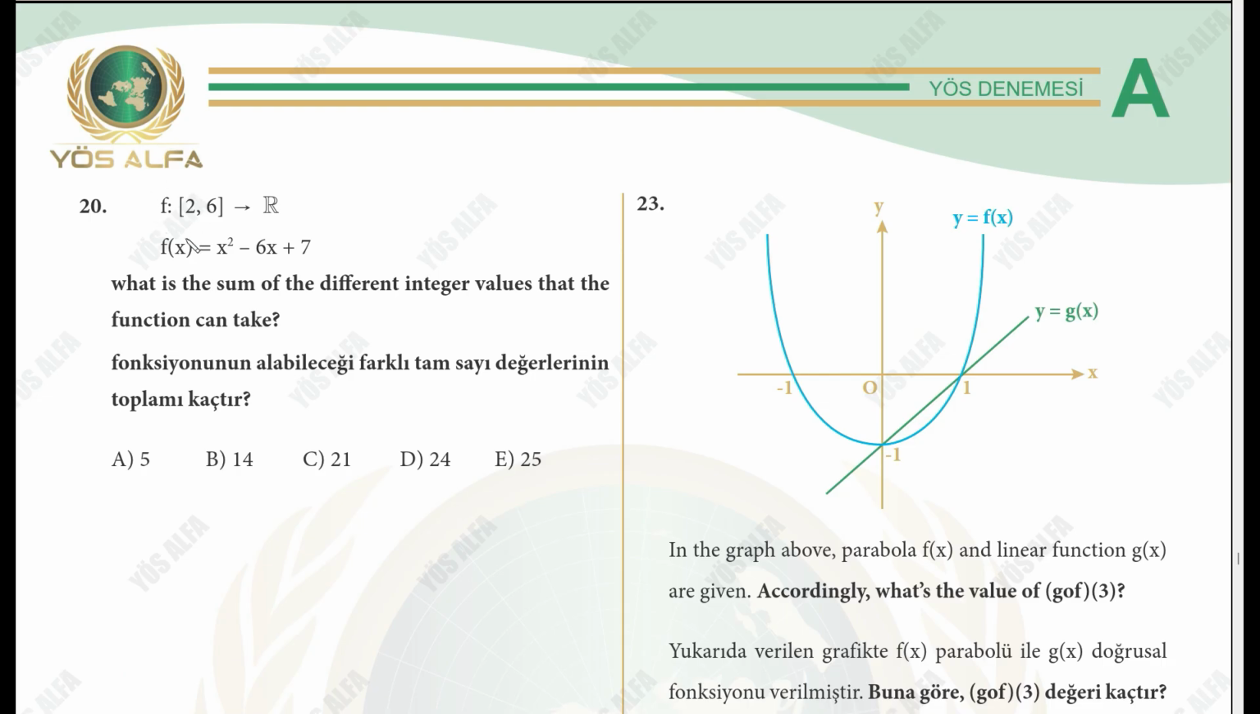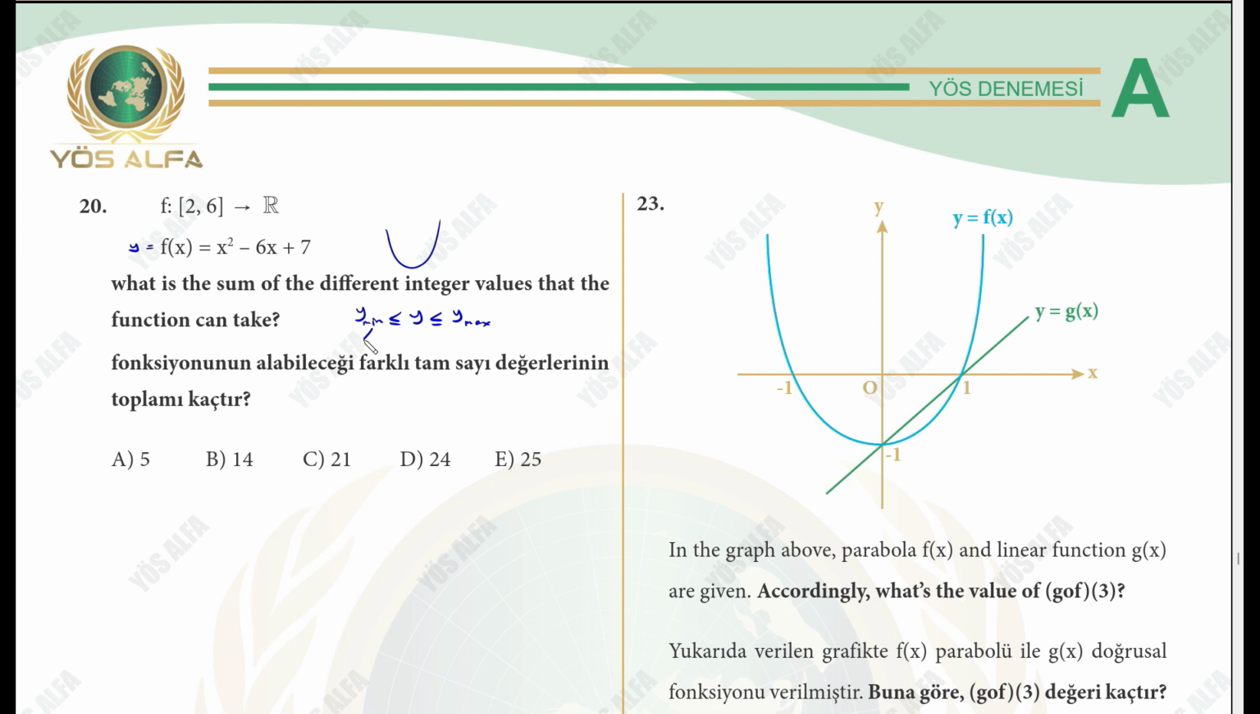20. The function f is defined from 2 to 6, and f of x is x squared minus 6x plus 7. So that's a parabola, concave upward. And what is the sum of the different integer values that the function can take? So f of x is y, so we're asked to find all the possible y values. How do we find all possible y values? The possible y values should be between y minimum and y maximum.